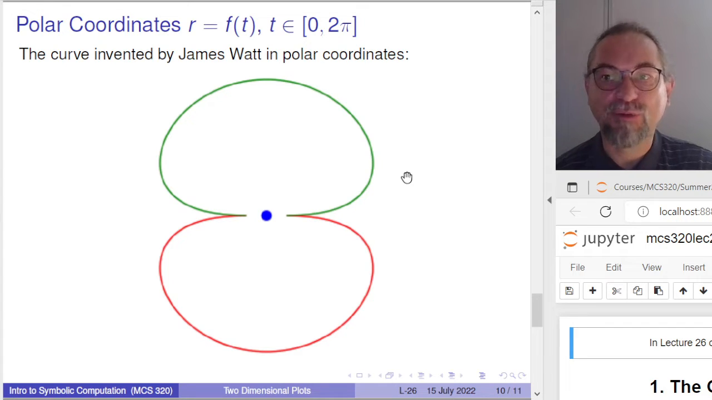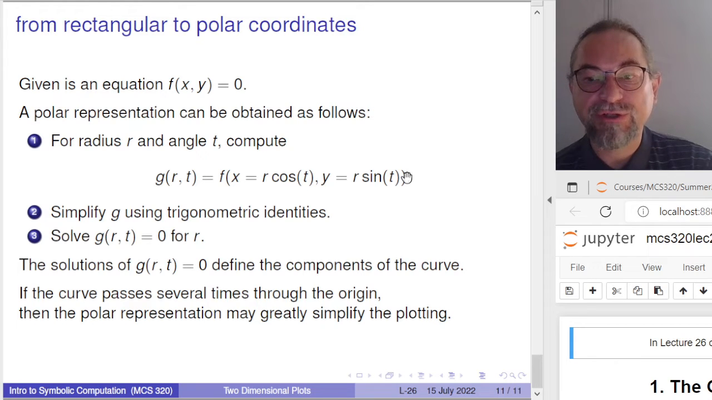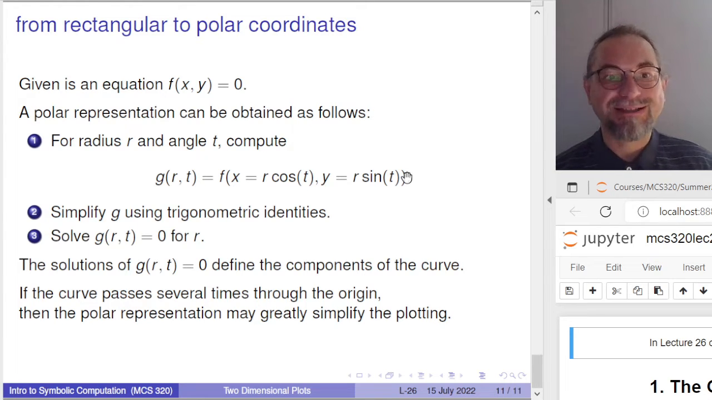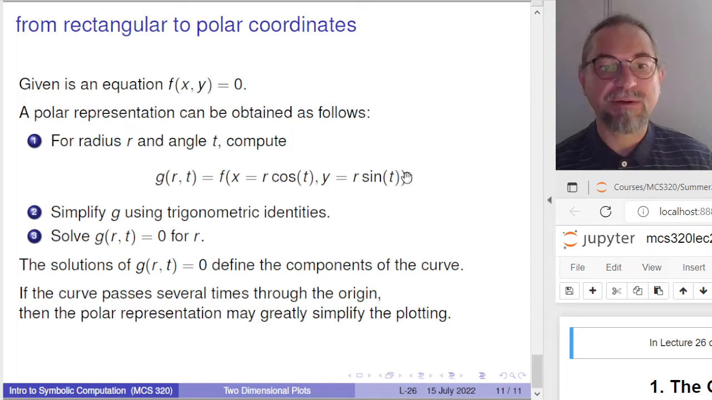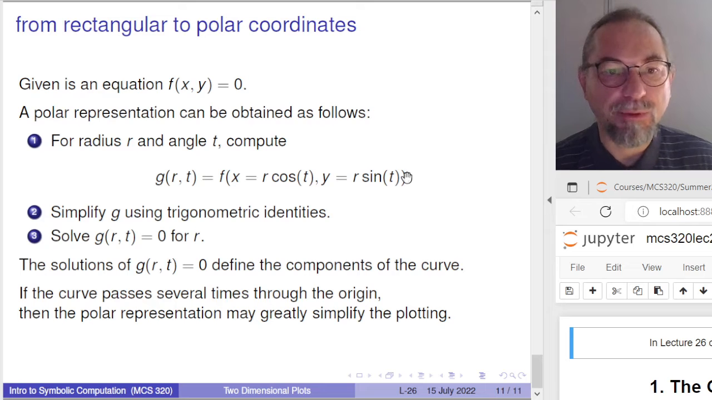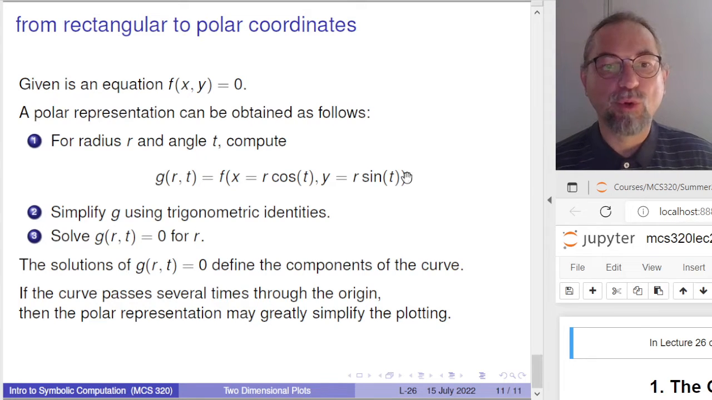The circle is r equals 1, a very simple equation in polar coordinates. Okay, so this is of course in symbolic computation. So we compute expressions. Given a curve, we will show this on the curve invented by Watt. We have an equation in two variables, and then we transition into polar coordinates by going to the radius and angle variables, the r and the t, by replacing the x by r times cosine t and the y by r times sine t. So that gives a new expression in the radius and the angle.